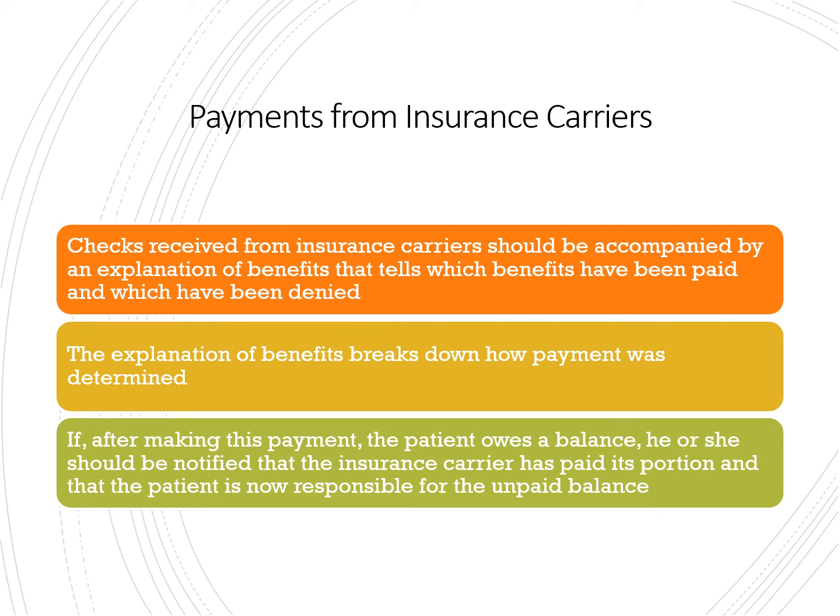Payment from insurance carriers. Oftentimes you will receive a check, and it should be accompanied by an explanation of benefits, which tells you what has been paid and what has been denied. This explanation of benefits, or EOB, is going to break down how the payment was determined. So it gives you a lot of information. It also will tell you what the patient owes. So you're going to have to notify them what the insurance carrier has paid and what their final responsibility is.